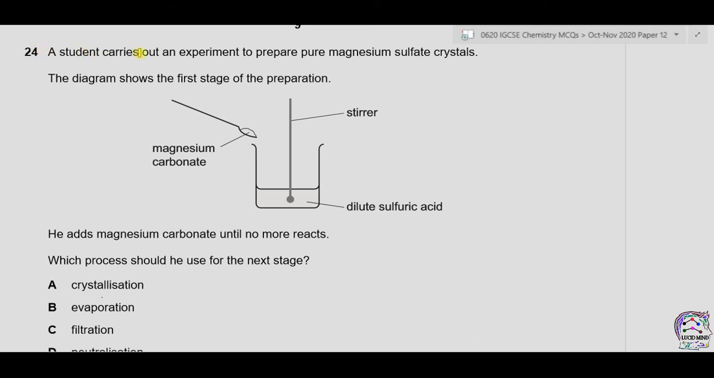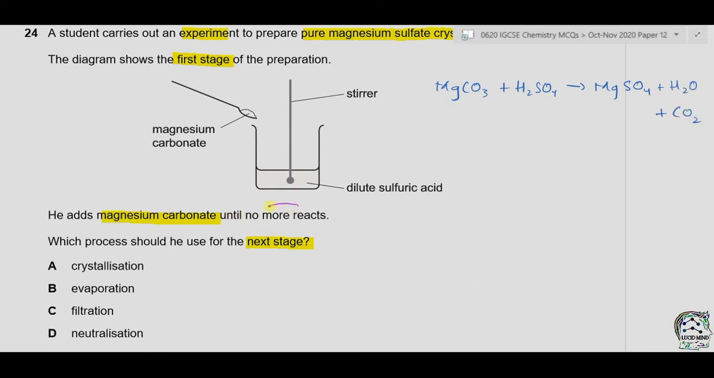Question 24. A student carries out an experiment to prepare pure magnesium sulfate crystals. The diagram shows the first stage of the preparation. He adds magnesium carbonate until no more reacts. Which processes should he use for the next stage? In the reaction, he uses magnesium carbonate and sulfuric acid. The product formed will be magnesium sulfate plus water plus CO2.